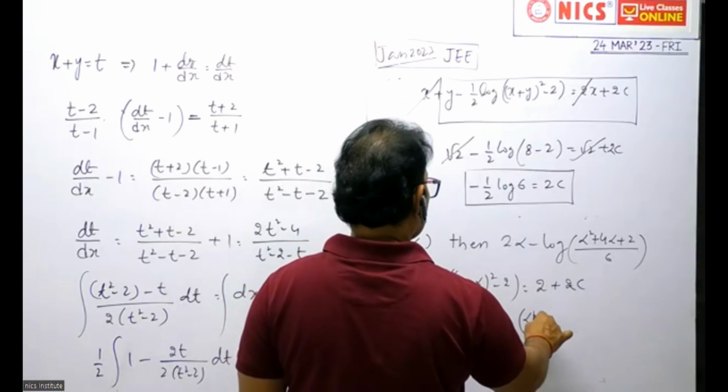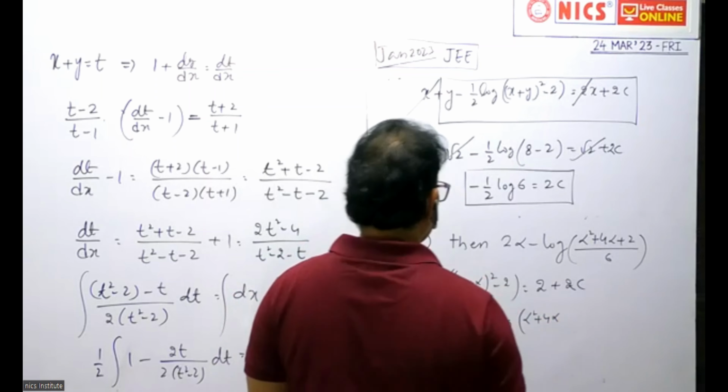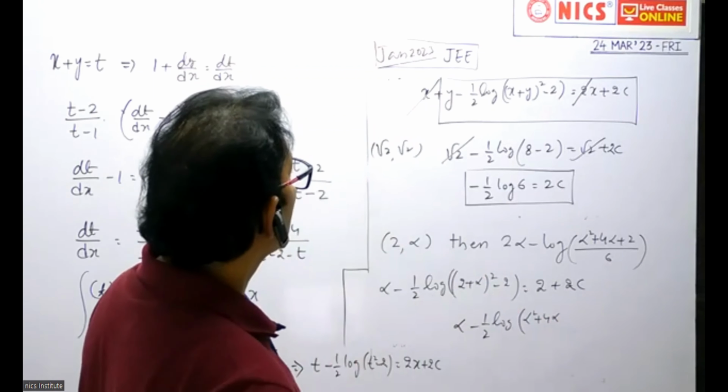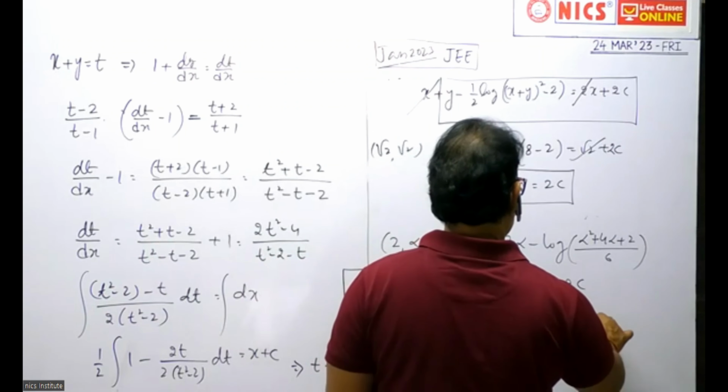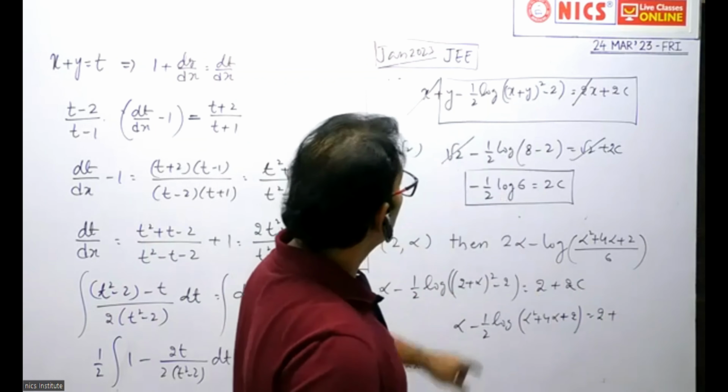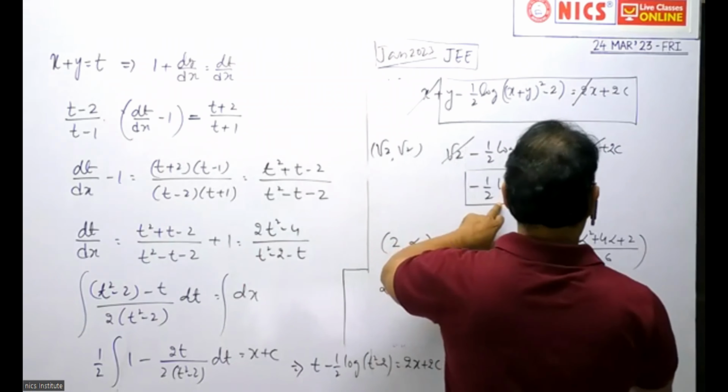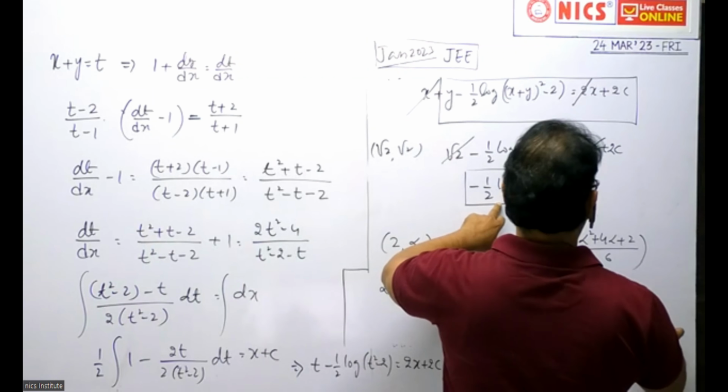This is alpha square plus 4 alpha, 4 minus 2, that'll be 2. Right side is 2 plus 2c. 2c I can replace from here. 2c I replace by 1 by 2 log x.